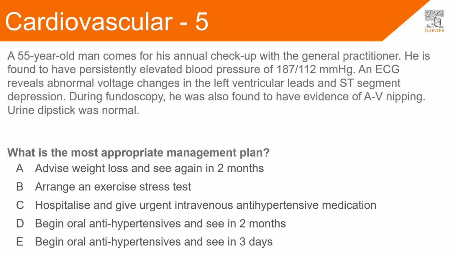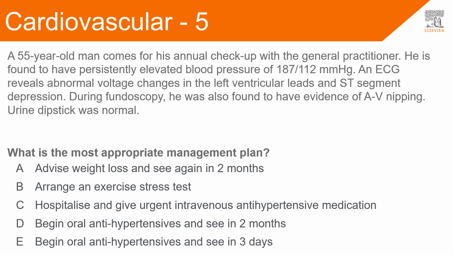What are the options? A, weight loss and see again in 2 months. B, exercise stress test. C, admit to the hospital, give urgent intravenous antihypertensive medications. D, give oral antihypertensives and see in 2 months. Or E, begin antihypertensives and see in 3 days. So where do you go from here now?